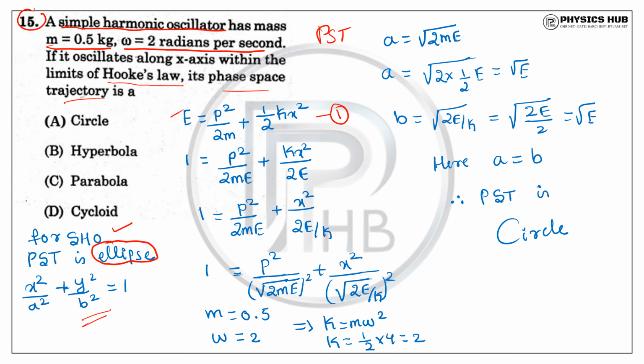So we will get a is equal to square root of 2mE and b is equal to square root of 2E by k. Here m is equal to 0.5 kg and omega is equal to 2, and we find k. k is m omega square, so k is equal to 2. Put the values in a and b and we will get a is equal to b. So the phase-space trajectory is a circle. So option A is the correct answer.